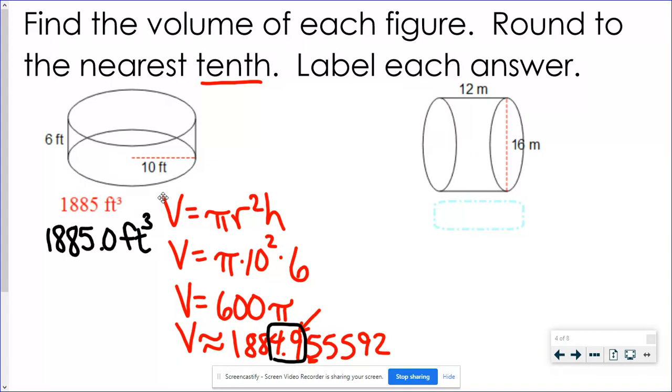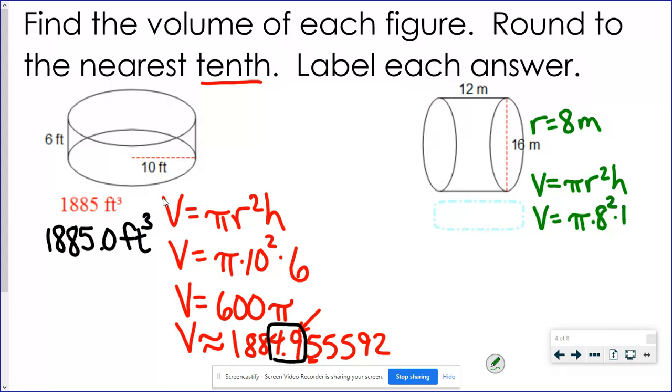In the second problem, the tricky part that you have to be careful of is that they tell you the diameter. The radius is the number that I really want. The radius is 8 meters. So when I do this one now, volume equals pi r squared h. This is the next step that I'm going to write down, the step that I said you don't really have to write down.